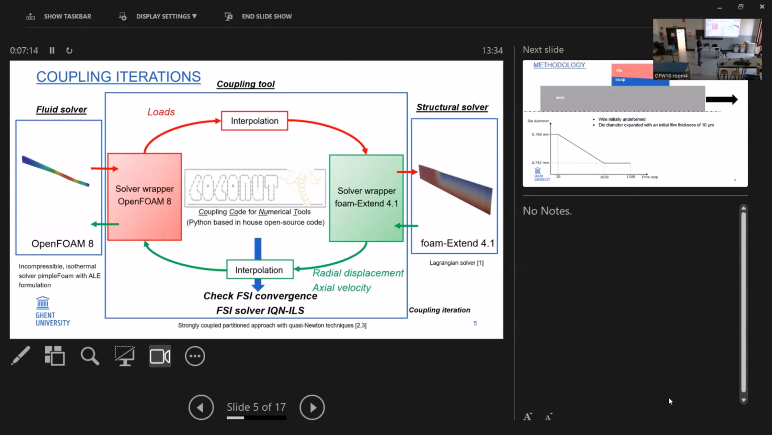And for each coupling iteration, there will be a check on the FSI convergence. If it's not converged yet, the displacements and the velocity go through an FSI solver, which gives a better estimation of the displacements and velocity in the next coupling iteration to achieve convergence.